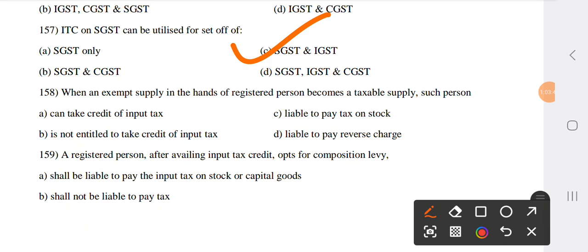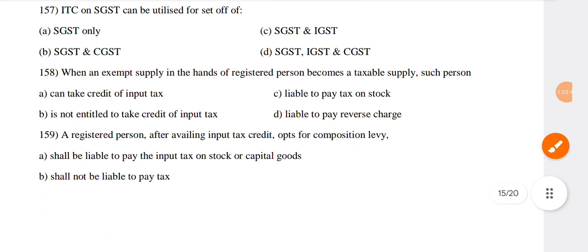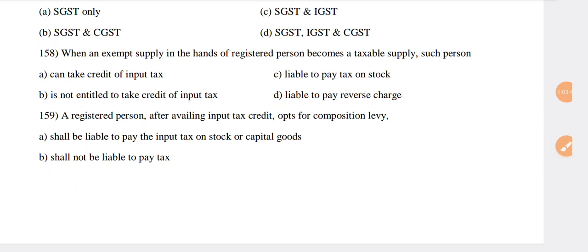Next question. When an exempt supply in the hands of a registered person becomes a taxable supply, such a person, option A can take credit of input tax, B is not entitled to take credit of input tax, C liable to pay tax on stock, and D liable to pay reverse charge. The correct option is A.